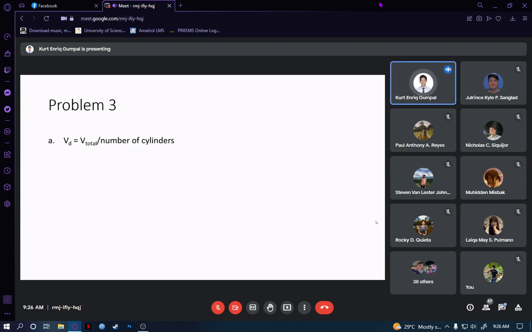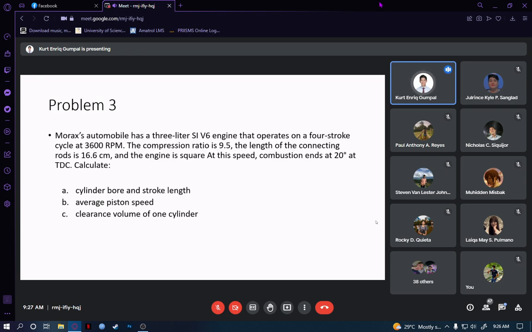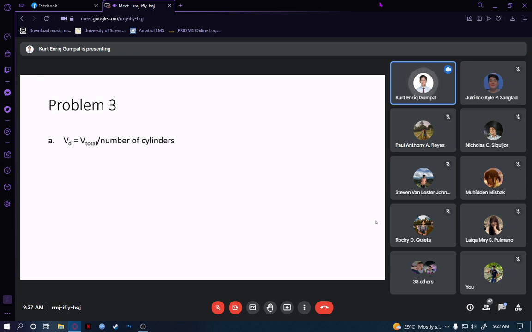We need to identify first, since what was given is the total volume, your 3 liters, you have to identify the volume displaced per cylinder. So that is VD equivalent to 3 liters divided by 6 cylinders, which is 0.5 liters or 0.0005 cubic meters.